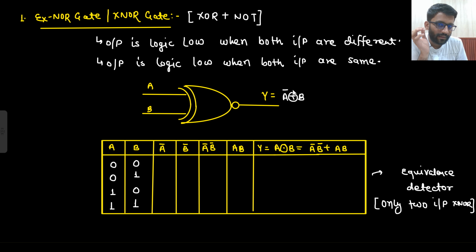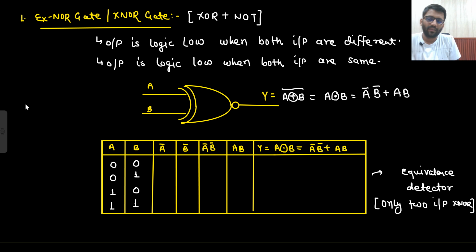and then bar will be there. That's it. XOR gate and then bar. It is denoted as A dot and then circle B. This is how also it is denoted. And what will be its output? That would be A bar, B bar plus AB.